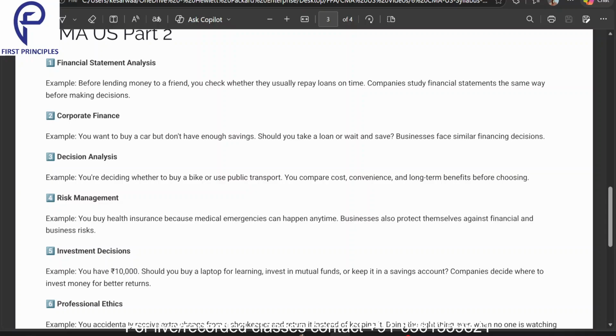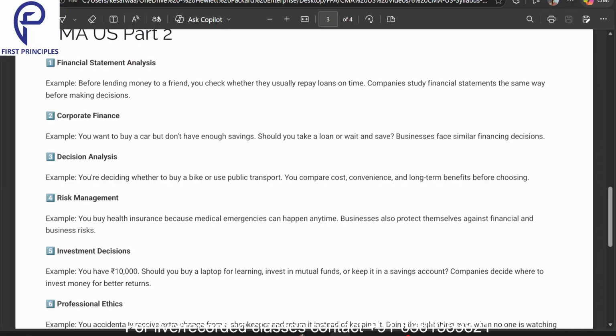Coming to section C, the third section, which is about decision analysis. Whenever companies are making choices, they compare the cost, convenience and long-term benefits before choosing anything. That's what we study in decision analysis: whether to make a decision, when and how to make a decision, and what factors to consider when making a decision. That's what we study in section C of CMA US Part 2.